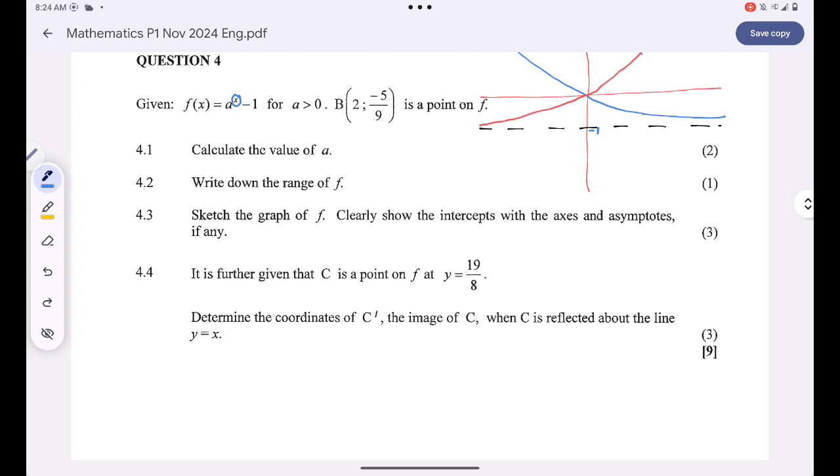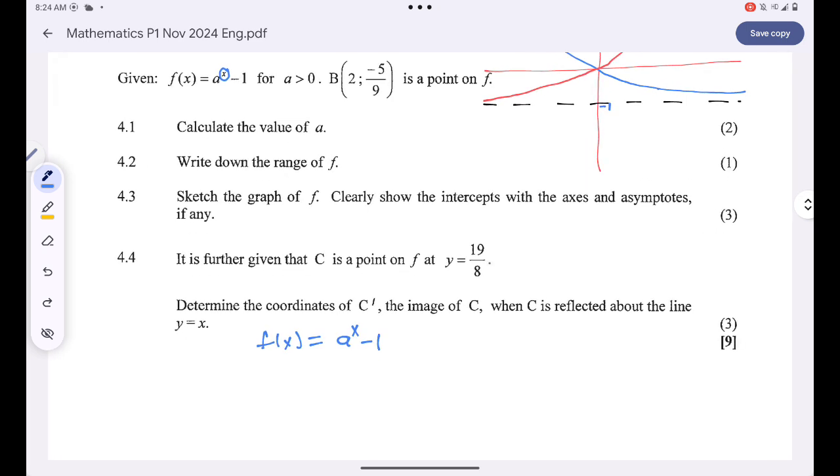They want us to find a. We are given f of x, which is equal to a to the power x minus 1. For me to find the value of a, guys, I must just substitute any point on the graph of f. I am given point B over there, and I know that the y value of B is -5 over 9, and the x value is equal to 2.